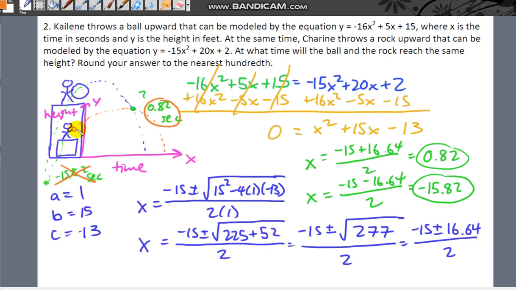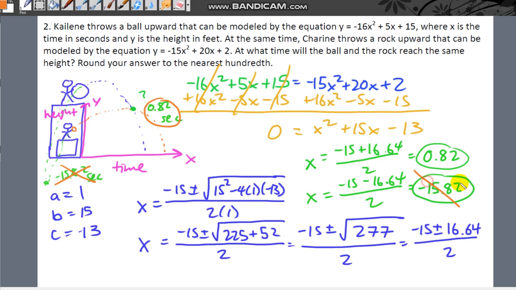If you were to throw a little pebble, it would take maybe a little less than a second, depending how far you throw it, to see where the heights will actually meet up. But anyway, that seems like what it would be. So that looks like our answer.